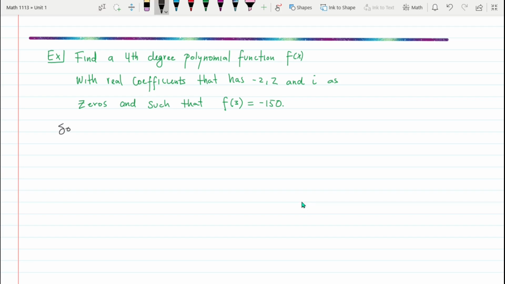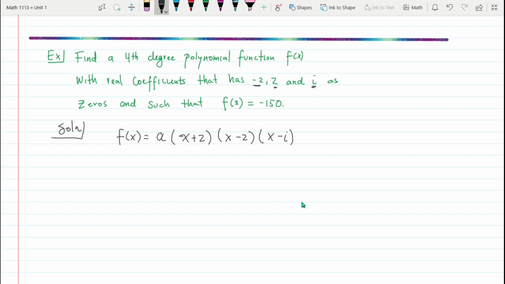Well, the easiest thing to do is to just build it up in the following way. So f of x is equal to, well, x minus -2, which becomes x plus 2. And before I even go that far, just know that there's a number in front of here. We're going to have to find that number in just a second. So x plus 2, which comes from this right here, and then x minus 2, which is this guy right here, and then x minus i, which is this guy right here.